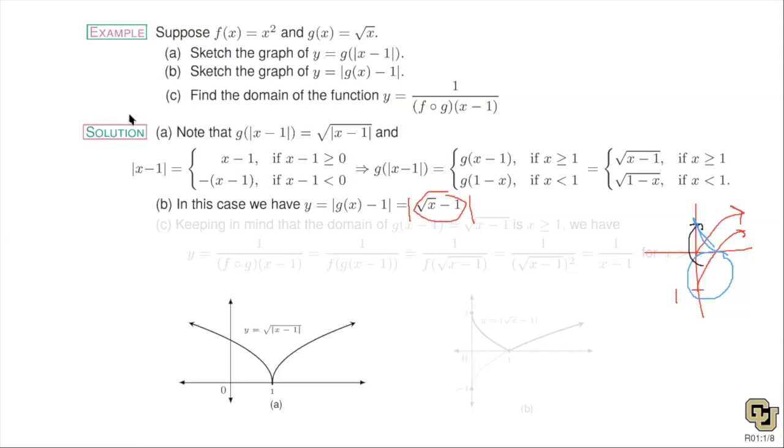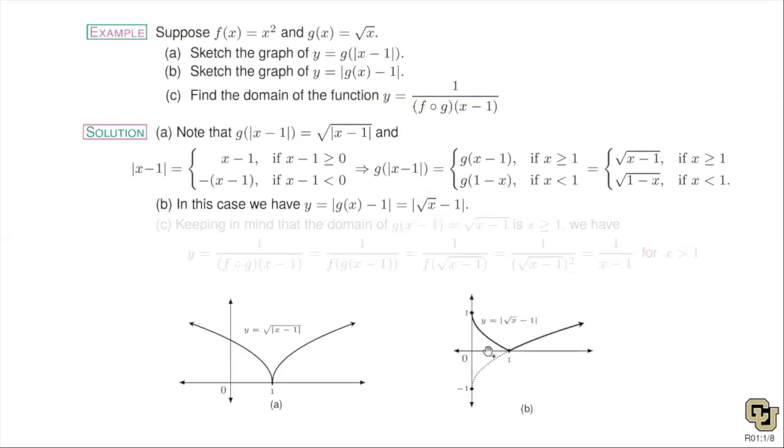So here's the graph. You can see this section is just root x minus 1 right here. Then the portion that's below the x-axis has to get flipped up, and that's right here. So at the end of the day, here's the graph: the negative part flipped up so it's not negative anymore, and then the rest of the function.